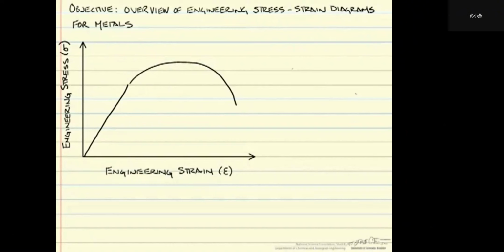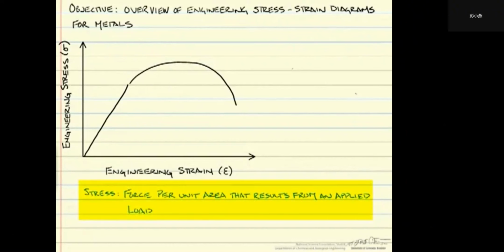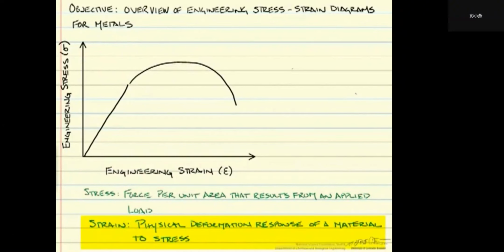As a reminder, stress is force per unit area that results from an applied load. Now, these applied loads could be in tension, compression, shear, torsion, or any combination. Strain is the physical deformation response of a material to stress. So an example of strain would be elongation of a material.